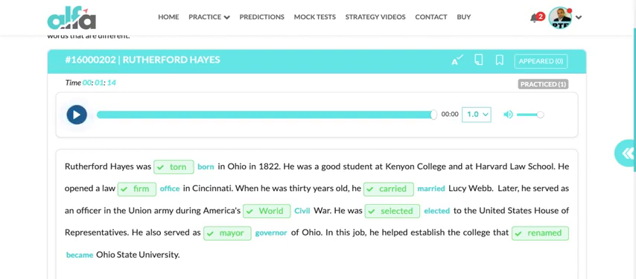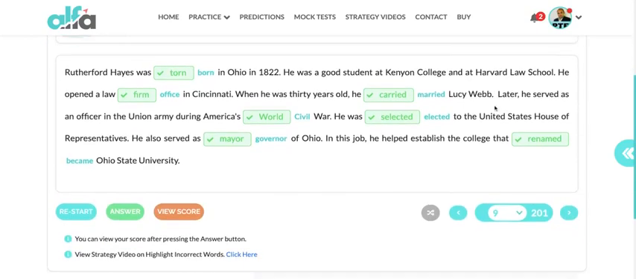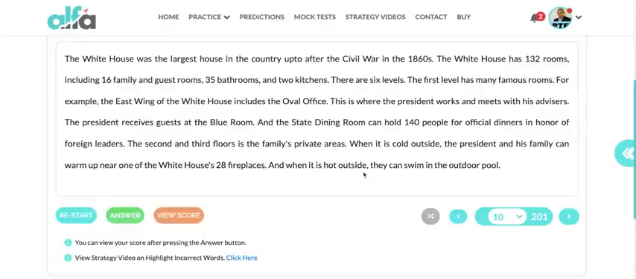Okay, so let's try one more highlight incorrect words for today, and then we will wrap up for today. Back again tomorrow.